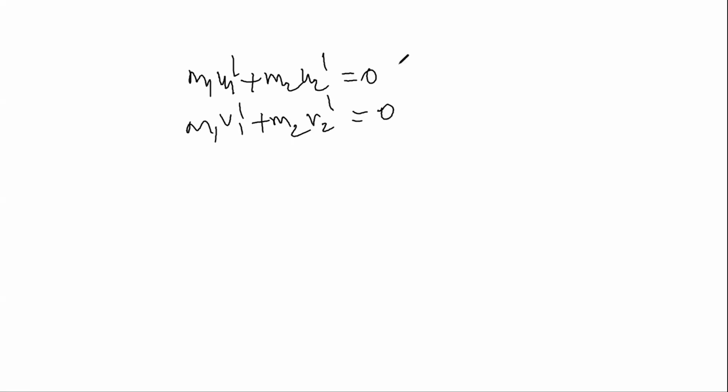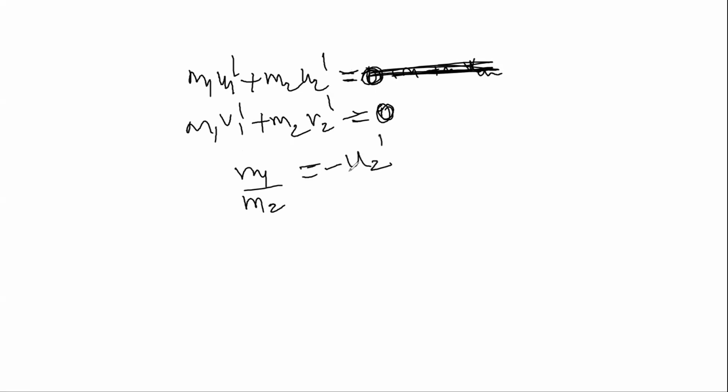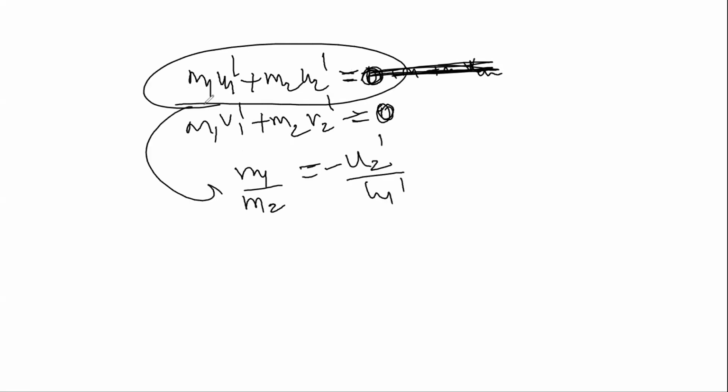Because in the center of mass frame we have m1 plus m2 into UCM, and this is 0 because the center of mass frame is always at rest. Here also VCM is equal to 0. So m1 u1 dash plus m2 u2 dash equals 0 and m1 v1 dash plus m2 v2 dash equals 0. From the first equation, I'll get m1 by m2 equal to minus u2 dash by u1 dash.